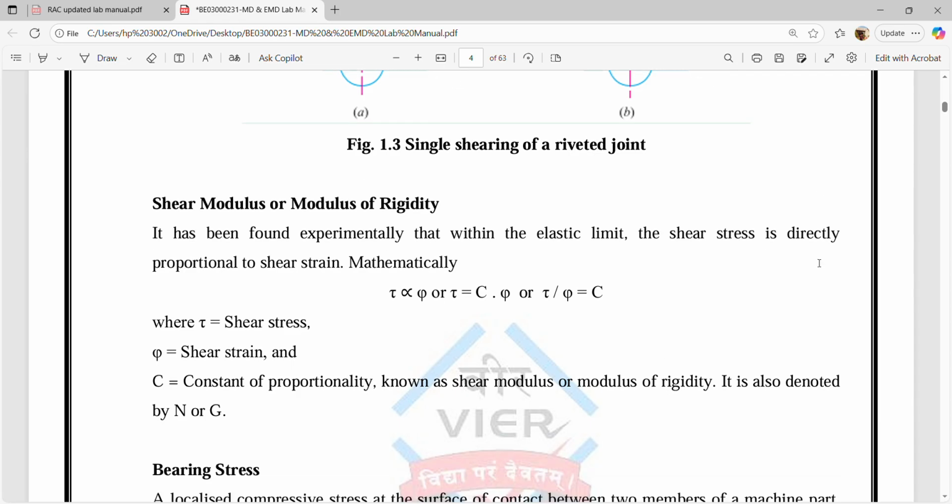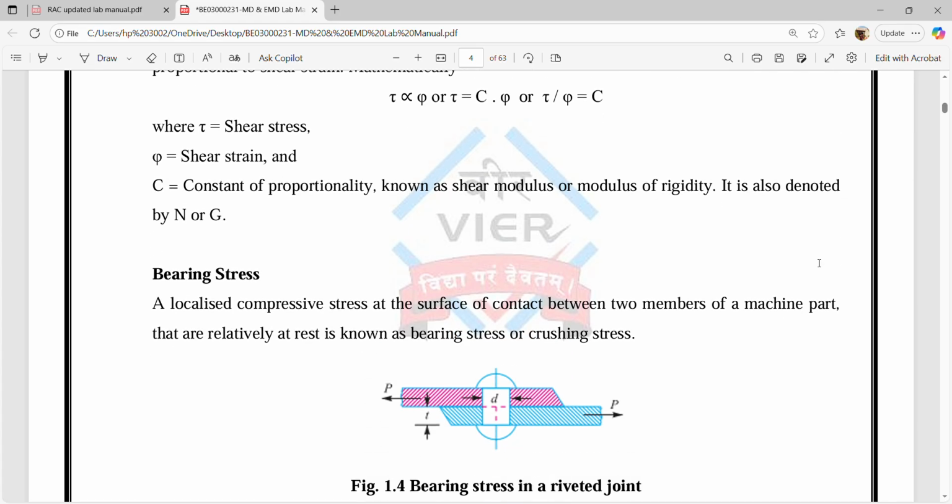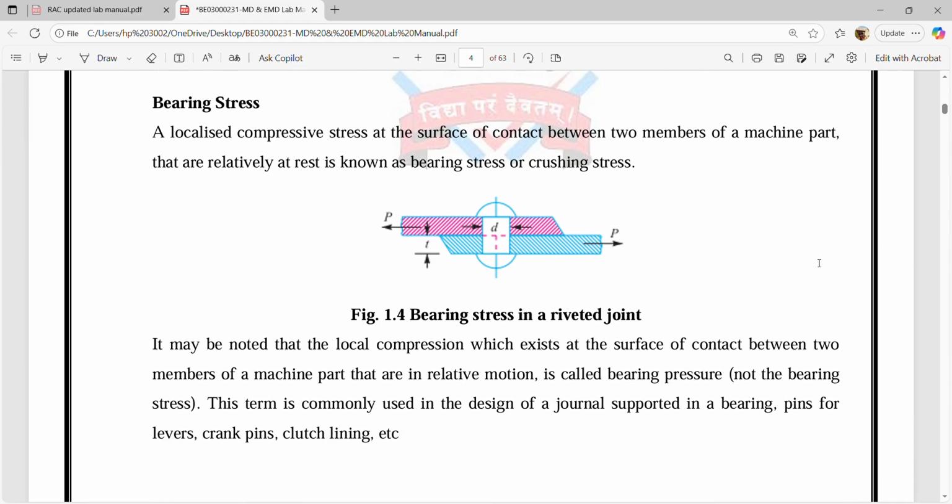Now, bearing stress. A localized compressive stress at the surface of contact between two members of a machine part that are relatively at rest is known as bearing stress or crushing stress. Here we can see how a bearing stress or crushing stress acts on a riveted joint.